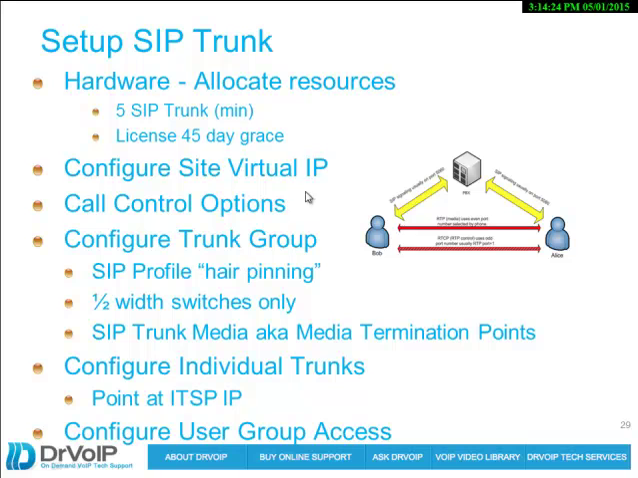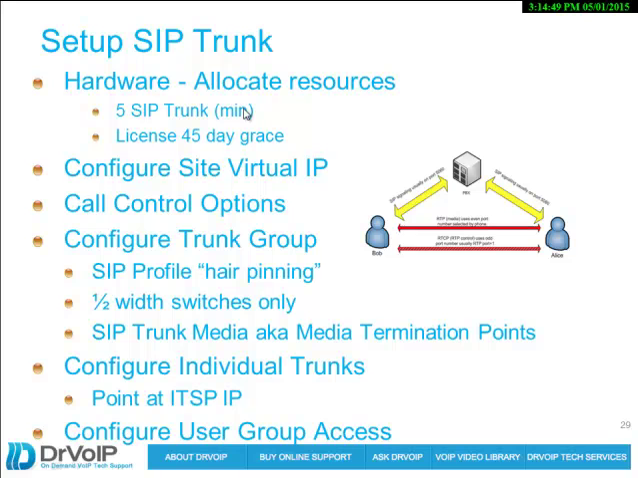You first of all allocate some resources. You're going to go on the ShoreGear switch. You're going to select some resources, a particular switch to be your trunk ports, typically 5 per port. Select however many you are trying to set up. If you were going to replace a PRI, for example, that might be 23 channels, so 25 SIP trunk ports.